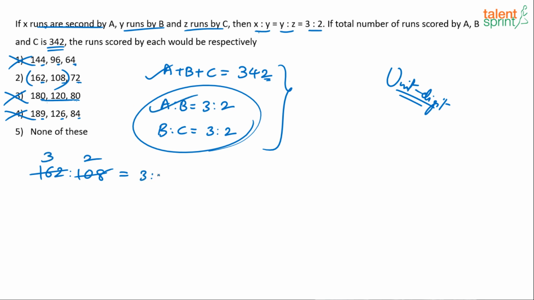This is actually 3:2. The third condition is when you take B is to C, 108 and 72, the ratio should be 3:2. Yes, this is 36 times 3, 36 times 2. So 3:2 again. All the three conditions are satisfied. Option 2 has to be the answer.